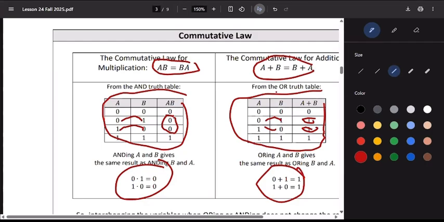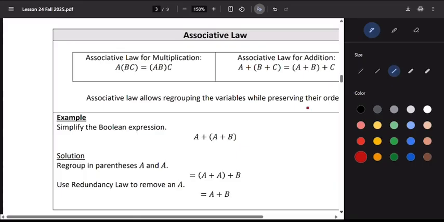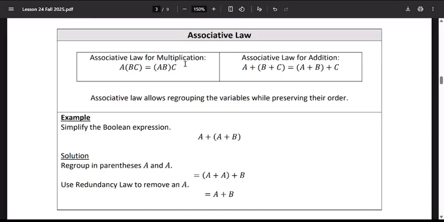Okay. Now I want to move to the associative law. Associative will involve three different sets. So this is a law for multiplication, and this is a law for addition.